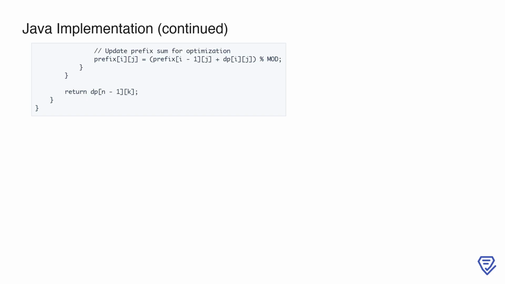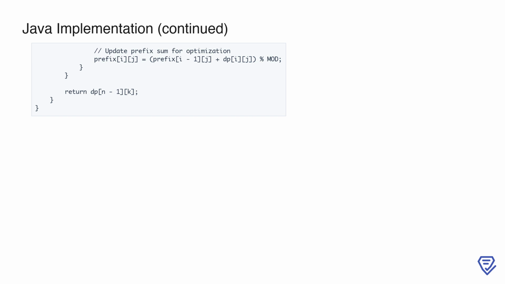To optimize further, we update the prefix array for each point i and segment count j. This is done by adding the current value of dp[i][j] to the prefix sum of the previous point for the same segment count, ensuring the result is taken modulo mod. The prefix array allows us to efficiently compute the sum of all values in dp for indices less than i, which is critical for reducing the complexity of our solution.